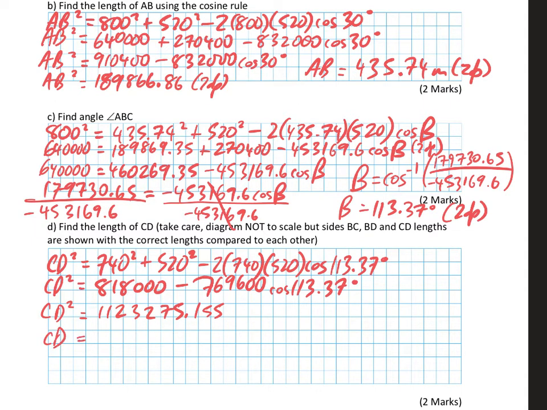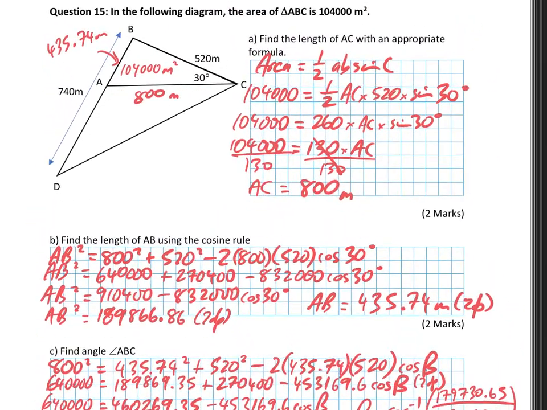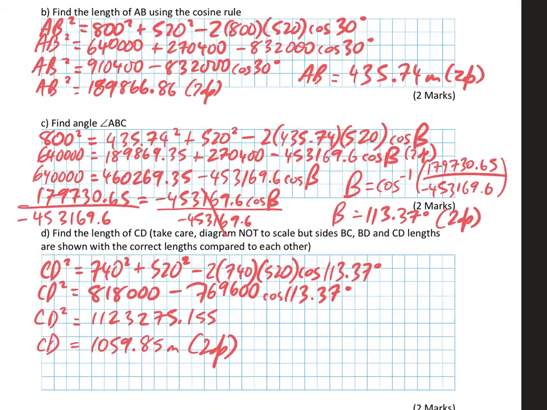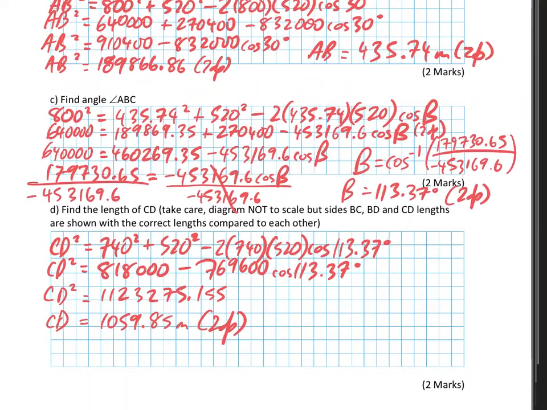Opposite of squaring is the square root. So square root of the answer that I just got, it's going to be 1059.85 meters to 2 decimal points. Is that longer than 740? Yes. So we've done page 7, longest page so far. Keep moving.